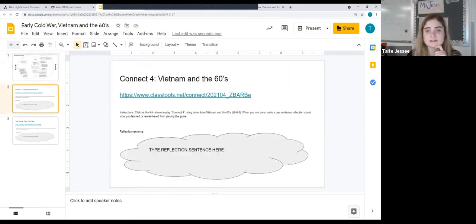All right, the other two activities on this slide that are very useful for you are going to be some games that I created on class tools. Okay, the first one is called Connect 4. This one's a little bit challenging, but it's a great way to look at connections between different vocabulary words.